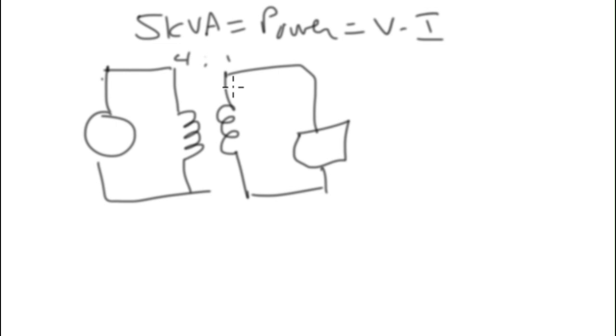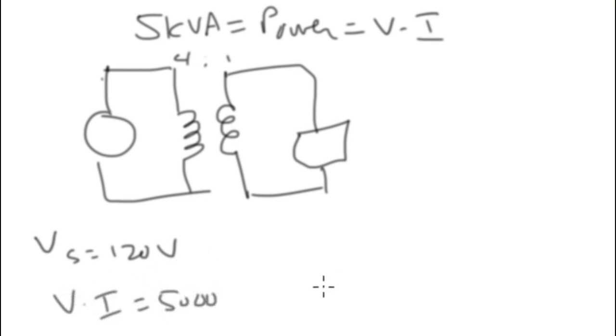And it says find the currents. So basically, if my V secondary is 120 volts, what would be my current to give me 5 kVA? So V times I is equal to 5,000. V is equal to 120. What would be my current? I is equal to 41.67 amps.